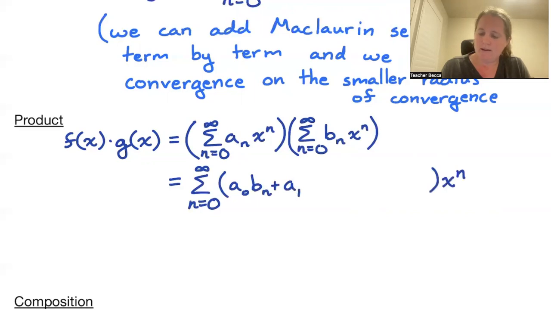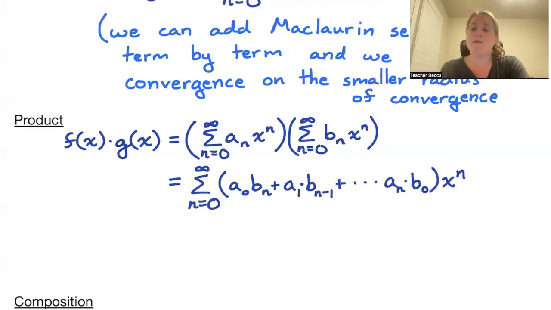Similarly, a sub 1 times b sub n minus 1 would be an x to the first power times x to the n minus 1 power, which would again give us x to the n, all the way up to a sub n times b sub 0, which would be the other combination for getting x to the n. And this is again for absolute value of x less than r. So we can essentially treat it like multiplying polynomials. We can look for all the combinations that will multiply to x to the n. Okay.